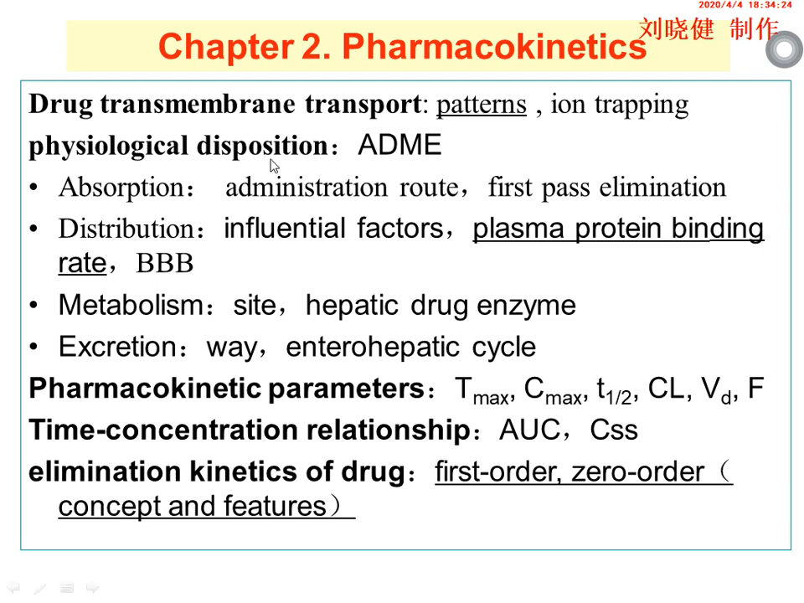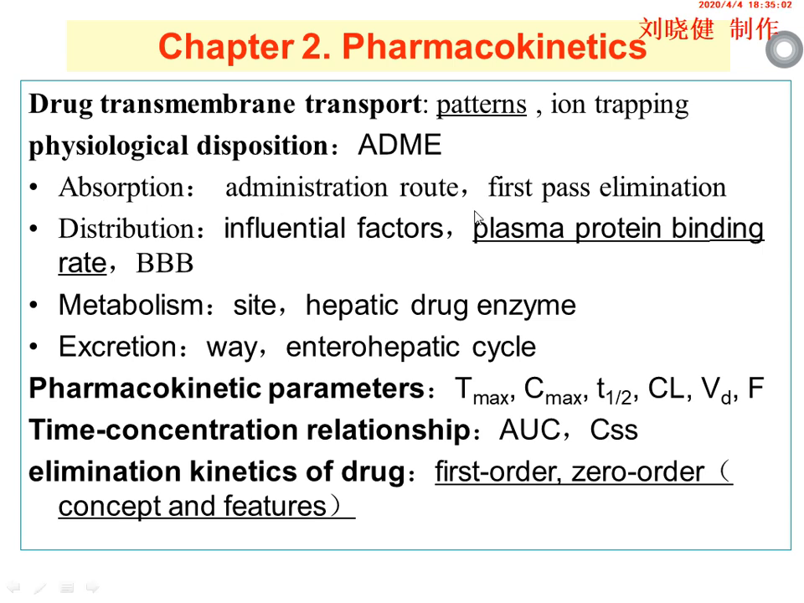Based on this principle, we can also analyze how the drug distributes. If you know whether the drug is an acidic drug or a basic drug, you can guess how it distributes in the body. And you also know the pH value of the body fluid.